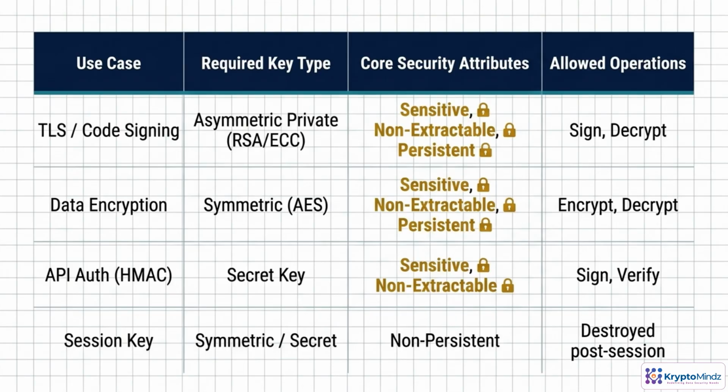Treat these as starter templates you can adapt. For TLS or code signing, use an asymmetric private key that's sensitive, non-extractable, persistent, and only allowed to sign or decrypt. For data encryption, use a symmetric AES key. Again, sensitive, non-extractable, persistent, and restricted to encrypt and decrypt. For API authentication, an HMAC secret key is sensitive, non-extractable, and used only for sign and verify. Session keys are short-lived, non-persistent, and destroyed once the workflow ends.